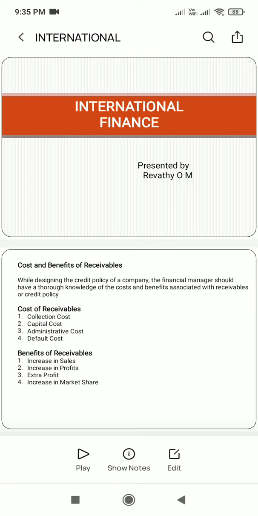Then the important costs associated with receivables are collection cost, which means the cost incurred in collecting receivables, and capital cost. This is the cost on the use of additional capital to support credit sales. Administrative cost is the additional administrative cost for maintaining account receivables, and default cost is the cost of the overdues that cannot be recovered. So these are the important costs associated with receivables management.